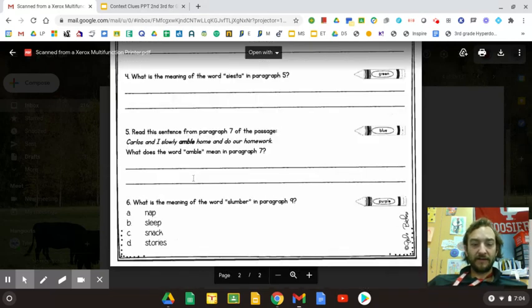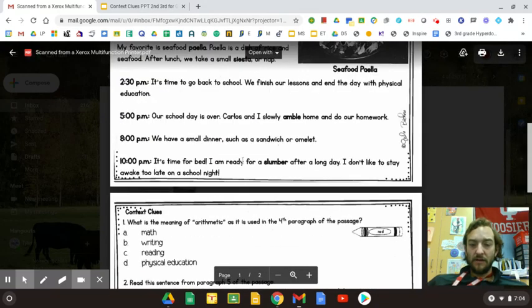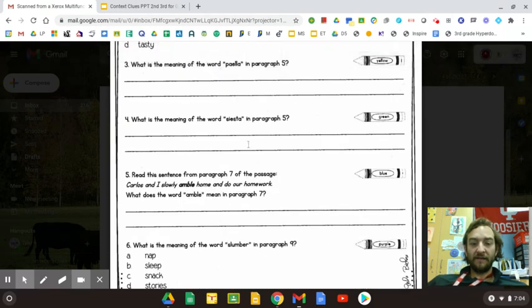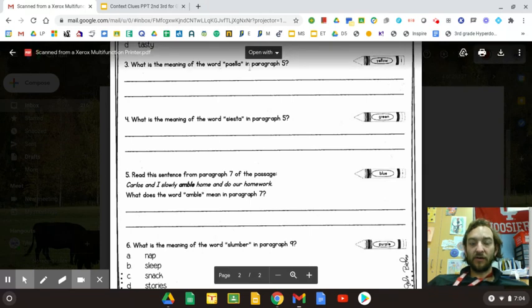You're going to finish up the rest of these, the other 5 on your own. Make sure you're doing number 3, 4, and 5 in complete sentences, restating the question. So what is the meaning of the word paella? You would say the meaning of the word paella is blank. That's what your restate should sound like. Okay, take your time.